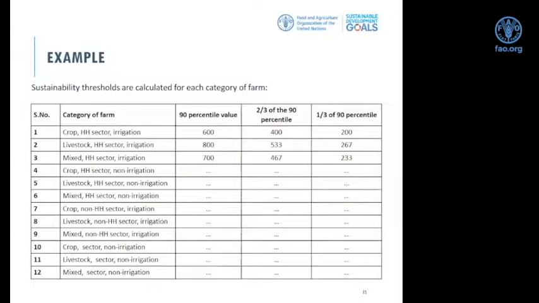Now to give you an example, this is again actual data from Bangladesh. As you can see, we have classified the farms by different categories, in total 12, as I mentioned to you. For each category, we have a sample of farms, and based on the steps that I just explained, we calculated the 90th percentile, which for category one appears to be 600. So based on the 600, the two-third is 400 and the one-third is 200. And so on. For the next category, livestock household irrigated, the 90th percentile was 800. The two-third is 533 and the one-third is 267, and so on. So we need to derive it for the respective categories.